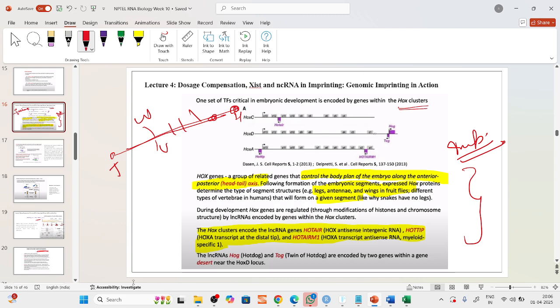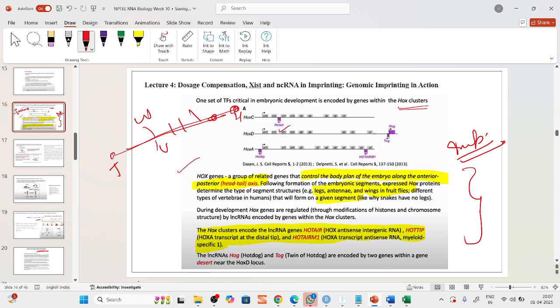Hox genes are a group of related genes that control the body plan of the embryo. That's why I have marked it as important, because many questions are framed from this particular topic, and it is important even if you're preparing for any competitive exam. So in your competitive exams also, this is an important topic. That is why I have marked this as important.